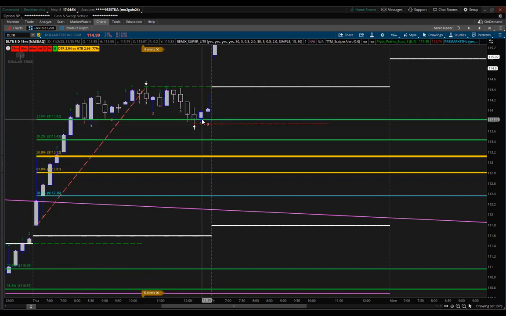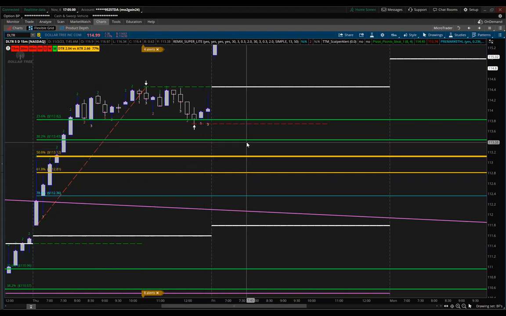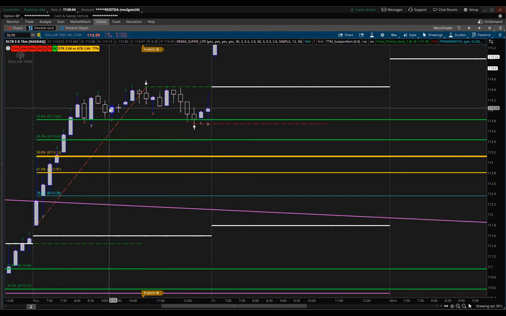Where did it get to? The 23.6. It never got back to the 50%. So this is how a day trade is going to turn into an overnight hold. Price never got back below this 50%. Everything is pointing to the upside. So why get out of this play?